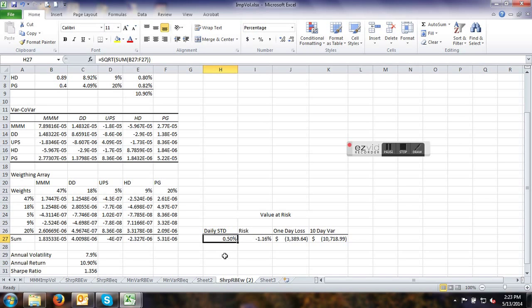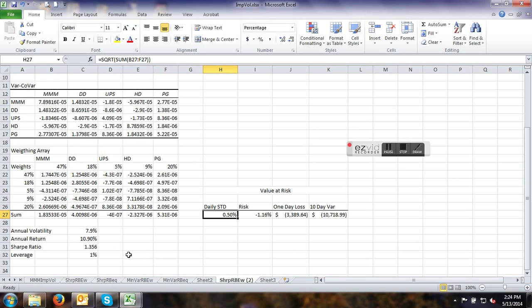0.51 to 0.50. So by using the implied volatility, which is looking forward, it may give us a better estimate of what the daily volatility of the overall portfolio is going to be. In this case, it brought it down slightly. So what the option is saying is that in the future, we think volatility is going to go down, which of course is going to decrease my value at risk. My annual volatility would drop as well. My Sharpe ratio would increase. This leverage should be at 0%.